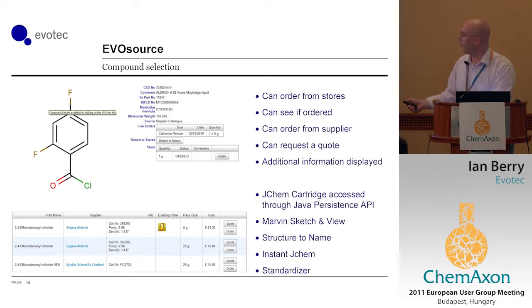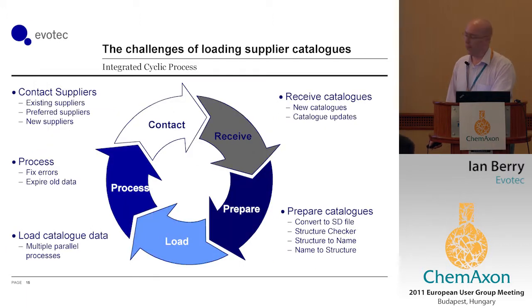For the techies amongst us, we're using the Java Persistence API to query the data, Marvin Sketch, Marvin View, Structure to Name, and Instant JChem to do some of the loading and standardization. So this is one of the challenges, and I think we showed this last year, and at every conference so far, but it's a really nice slide because it's showing what the problems are in loading supplier catalogues, and anyone who's got an internal system will have the same problem.